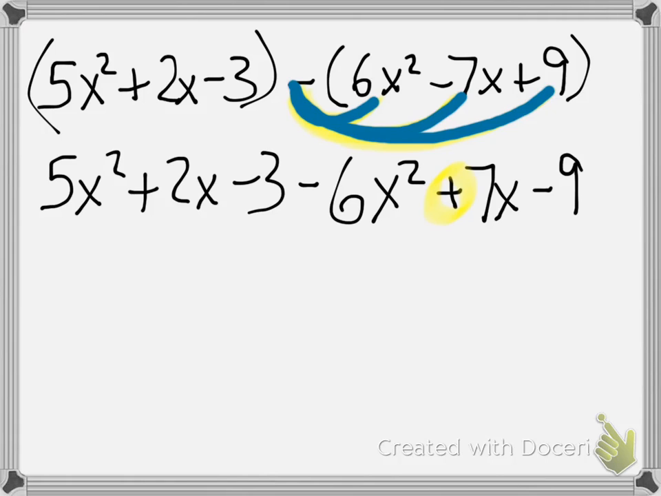When you distribute the negative sign, just notice that all the signs inside of this trinomial flipped because you're subtracting all the way through it. So the 6x squared changed to a minus 6x squared. The minus 7x changed to a plus 7x. The plus 9 changed to a minus 9. That's the hardest part on subtracting polynomials, is getting the hang of distributing that negative.